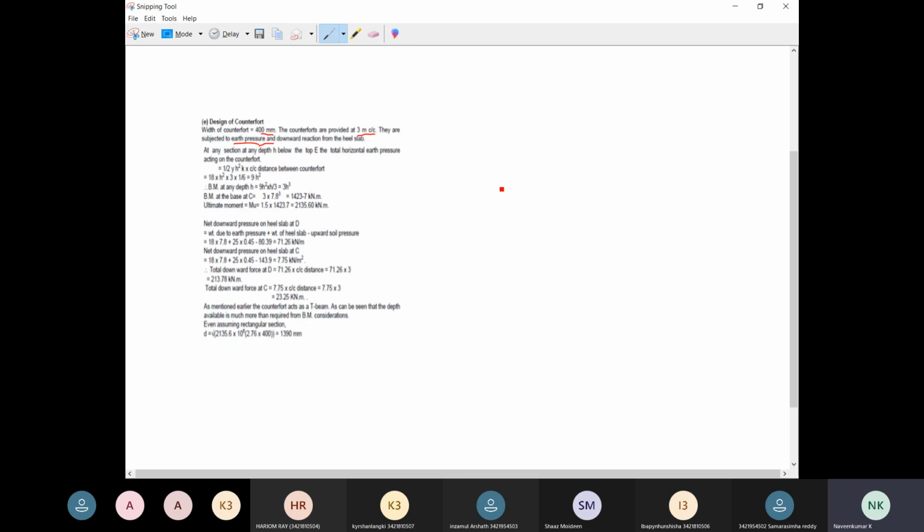The counterfort will also be subjected to the downward reaction from the heel slab. For the downward reaction, if you see this particular line, I am drawing the line diagram. So this is the stem, this is the toe slab, and this is the heel slab. Like this it will be there. So what are the forces acting on the counterfort? The first force is earth pressure, and the second force is the downward reaction. The counterfort will be provided like this.